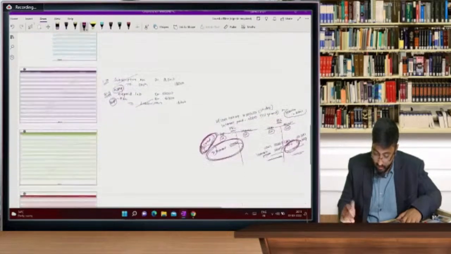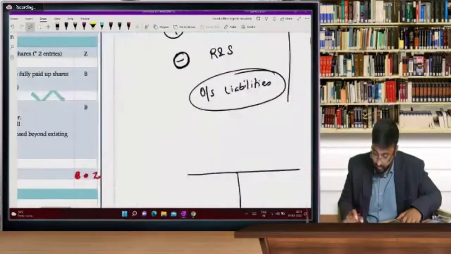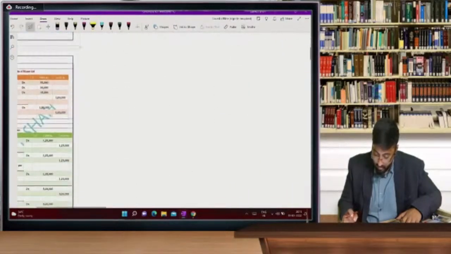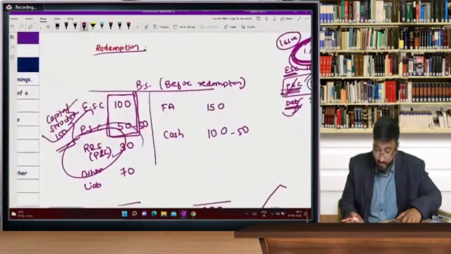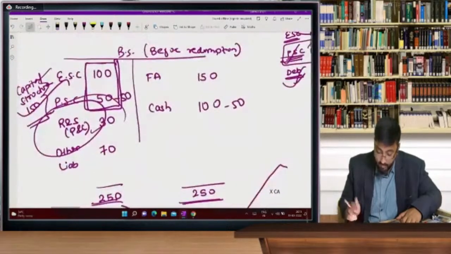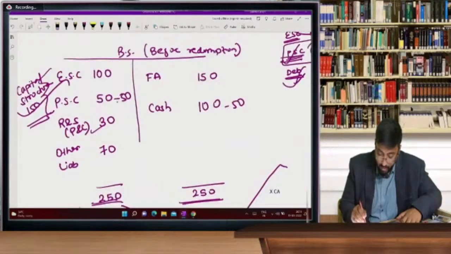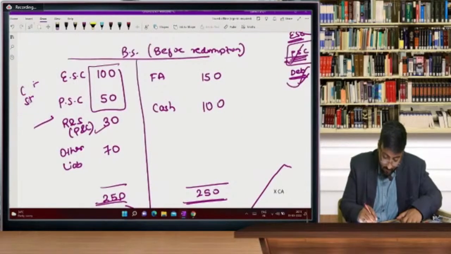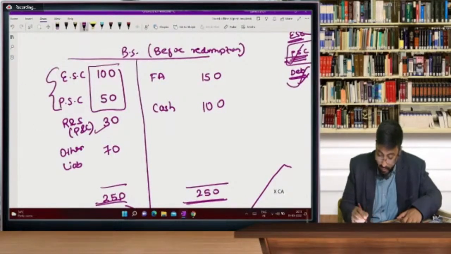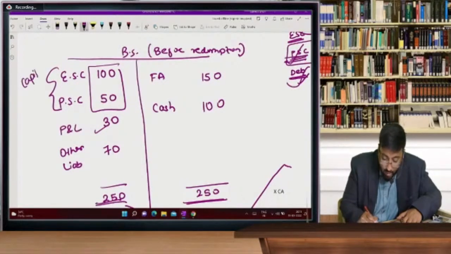Now logic. Balance sheet before redemption. Write down. Balance sheet before redemption. And box this, and you can write over there capital structure. P and L, beta. Don't write reserves and surplus. You can write over here P and L. P and L is never a part of capital structure.